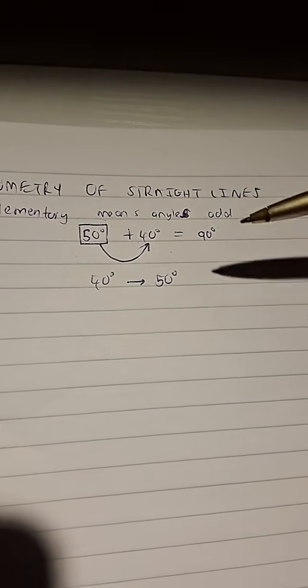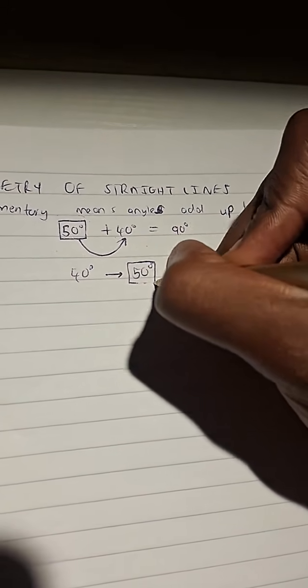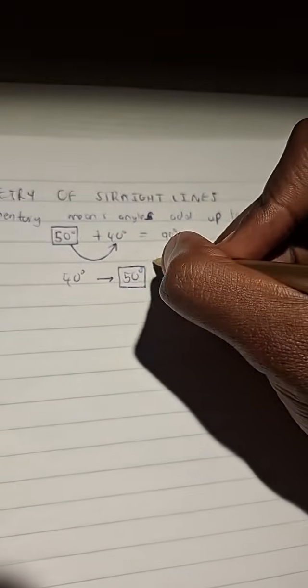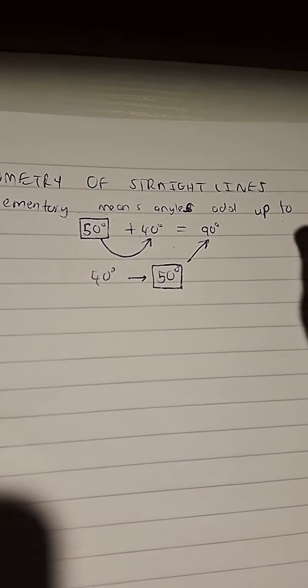Because what am I asking you? I am asking you what is that angle that I should add to 40 degrees in order to get 90 degrees. Okay, so I hope we are clear there in the concept of what a complement is. The complement is that angle that you add to another to get 90 degrees.